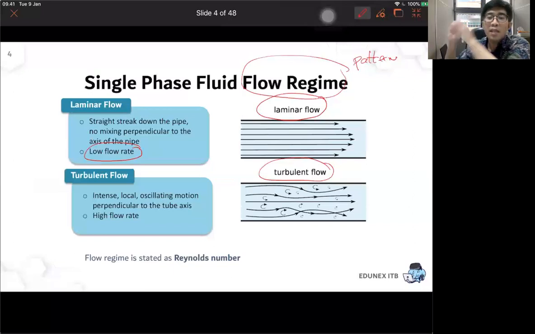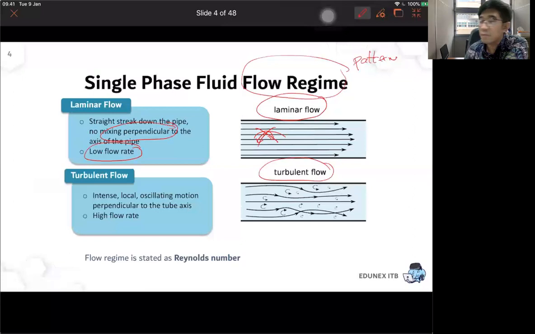So like one layer near the walls, and then the other layers below, and so on. There is no mixing perpendicular to the axis. Ya, jadi tidak ada yang ke sana, tidak ada yang ke sana, itu tidak ada.